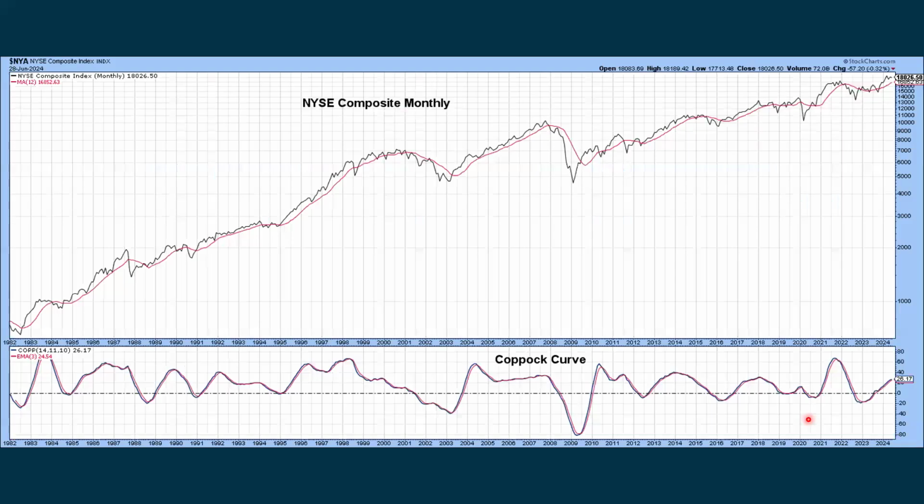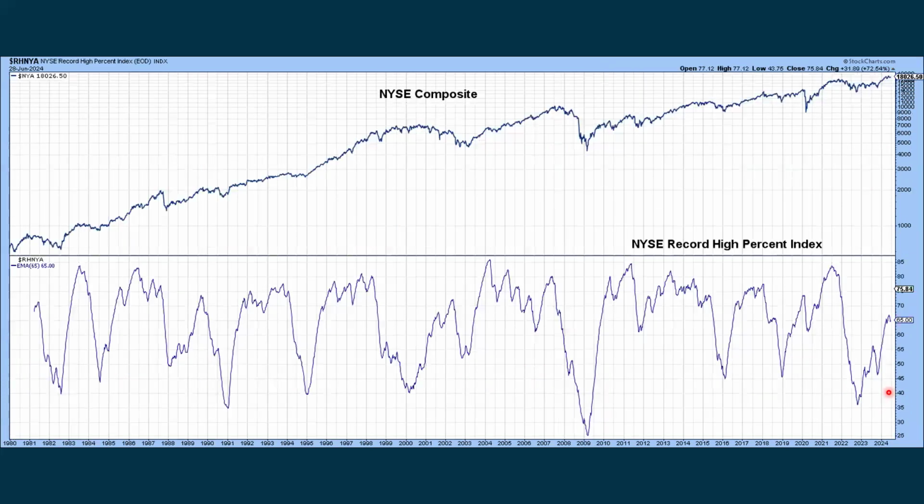Then some long-term studies. We have a monthly chart of the NYSE on top. We're above the moving average and still looking solid. So this is longer term positive for the broad market. We use the Coppock curve here, which is a momentum oscillator showing that we still continue to be in an uptrend longer term.